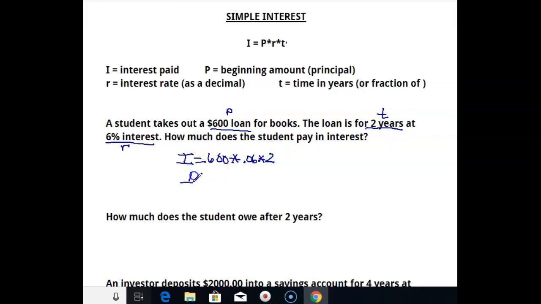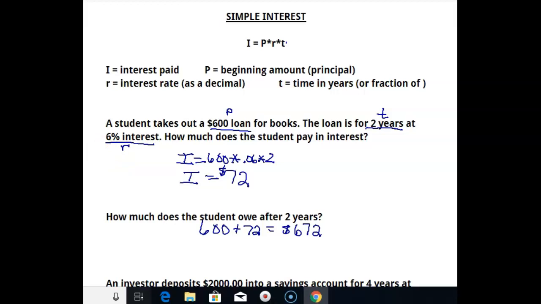I put this in my calculator exactly the way it reads. I don't need to do it one step at a time. It's all multiplication. So 600 times 0.06 times 2 is $72. So I'm going to earn or have to pay $72 extra on my loan. So how much does the student owe after 2 years? That's the simple part. That student's going to owe $600 plus the $72 in interest, or $672 in total.